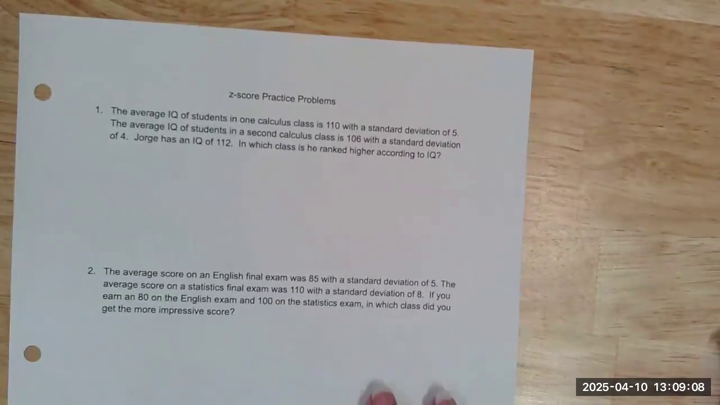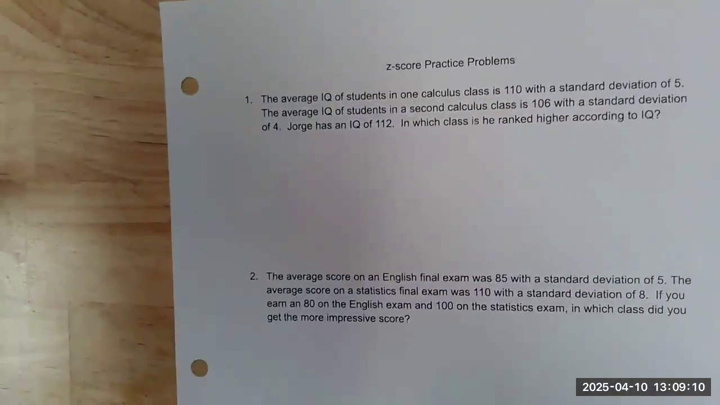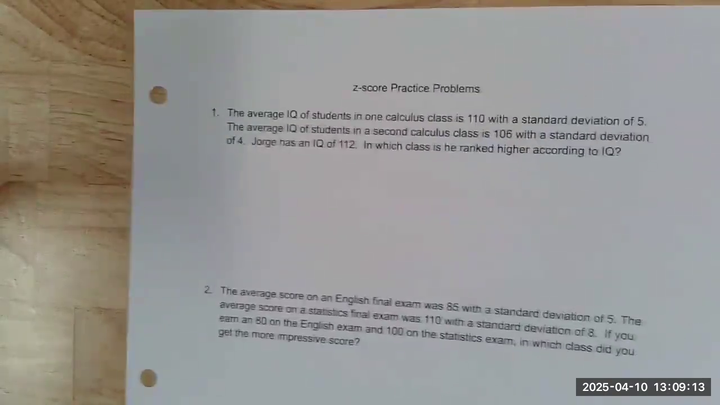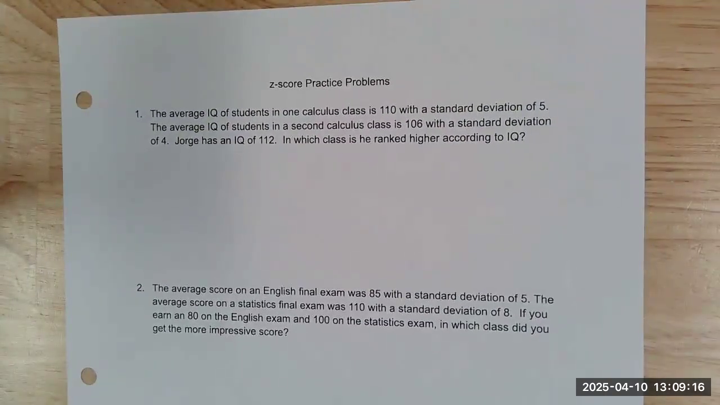So we got some problems. First one says, the average IQ of students in one calculus class is 110 with a standard deviation of 5. The average IQ of students in a second calculus class is 106 with a standard deviation of 4. Jorge has an IQ of 112. In which class is he ranked higher according to IQ?